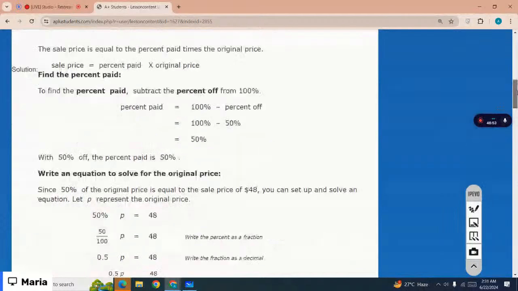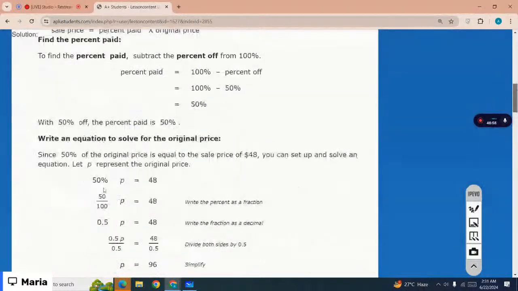That means 50% is the amount he paid. So 50% times P equals 48, right? You have to calculate the value of P. That is 96. The correct option is 96.